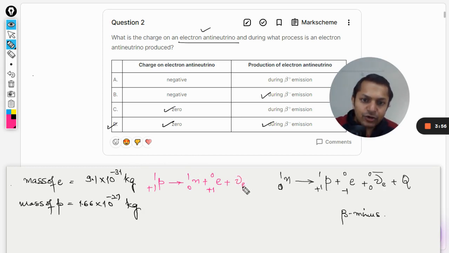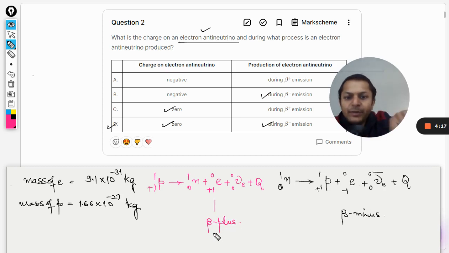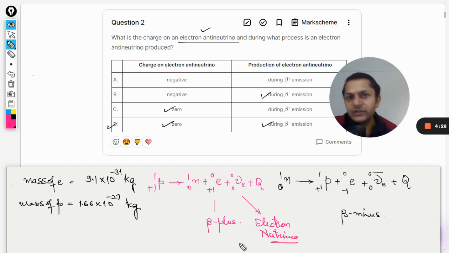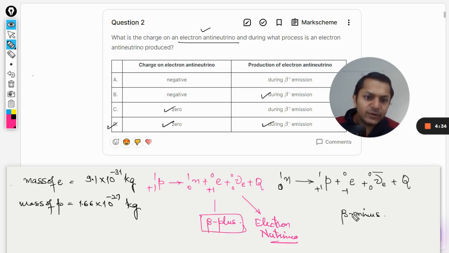Plus electron neutrino, not antineutrino. Again, the charge is 0, mass is 0. Plus Q. What is Q? Q is heat, which will be liberated here. Now these are the two reactions which are taking place inside the nucleus for beta positive and beta negative. So this is beta minus and this is beta plus. In beta plus, electron neutrino is produced, and this was producing beta minus.